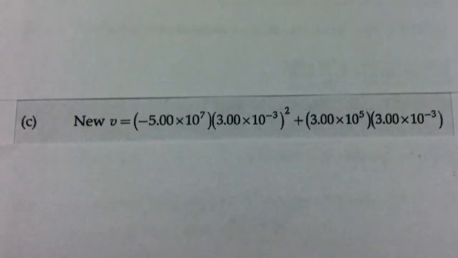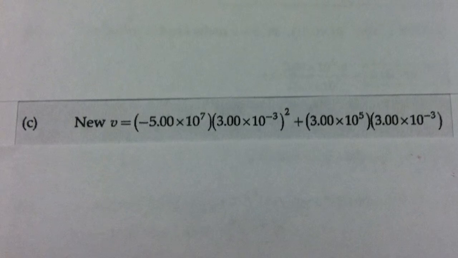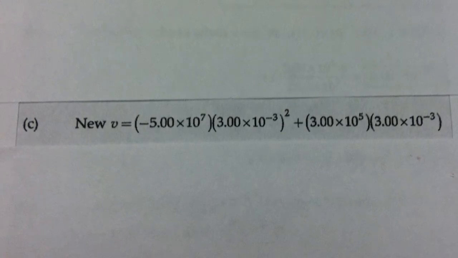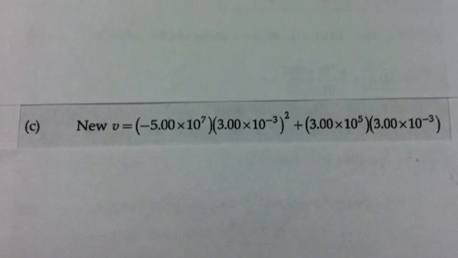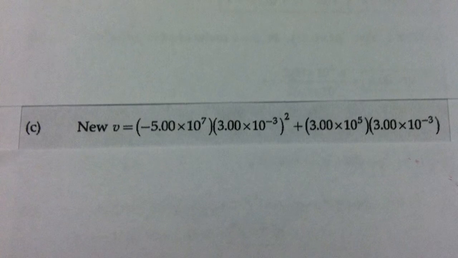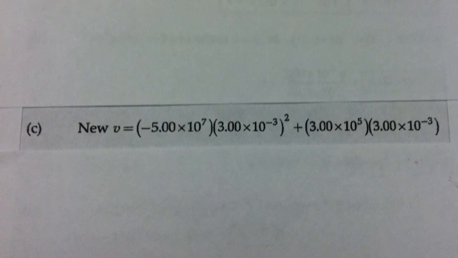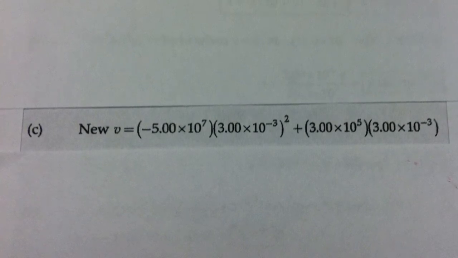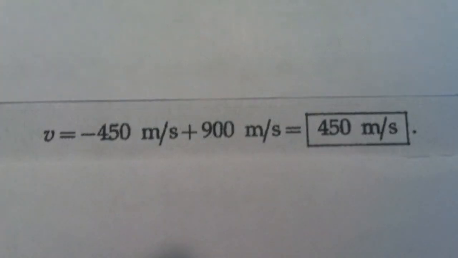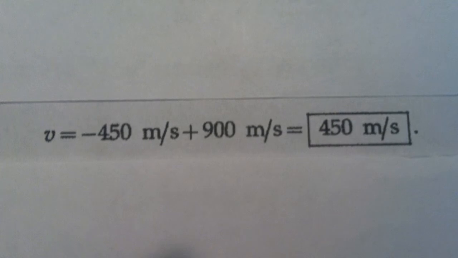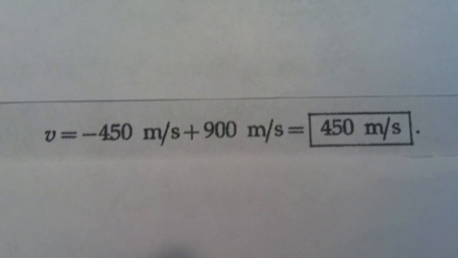The new velocity when you use the time that you just found in part B would be this. You plug it into the velocity equation and it will look just like this. When you simplify the equation, you should get velocity equals negative 450 meters per second plus 900 meters per second, which will then equal 450 meters per second.